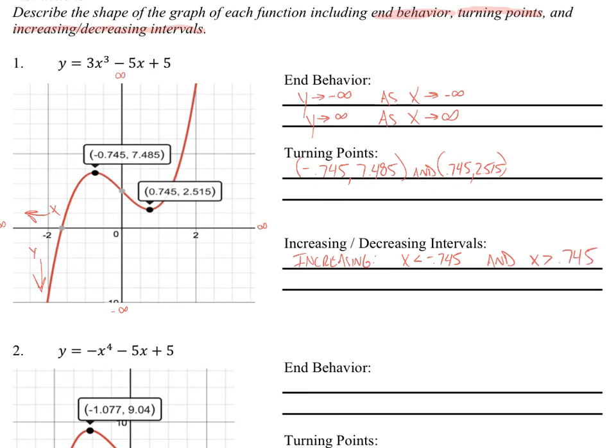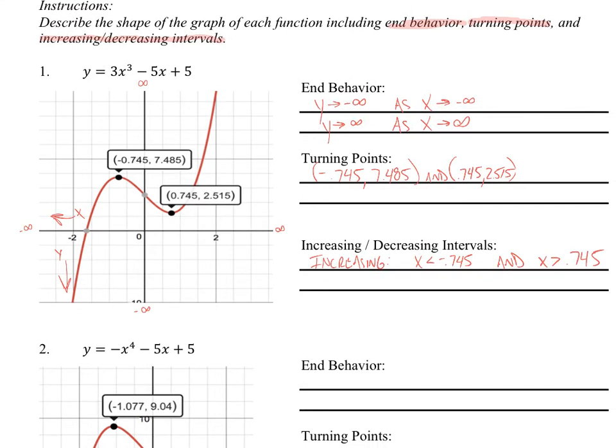All right, now where is our graph decreasing? Well, we said it's increasing, increasing, increasing, increasing, and then it's not anymore between here and here. So the function is decreasing when x is between negative 0.745 and 0.745. And that's going to be from here to here. That's where the graph is decreasing.